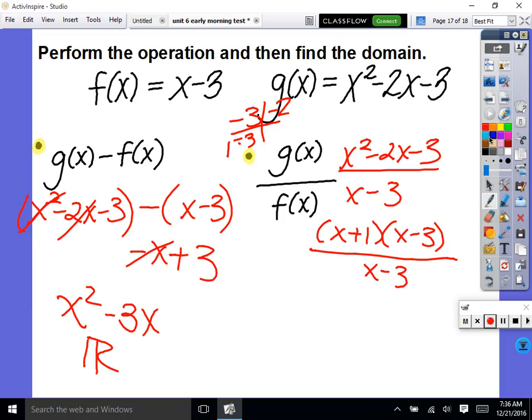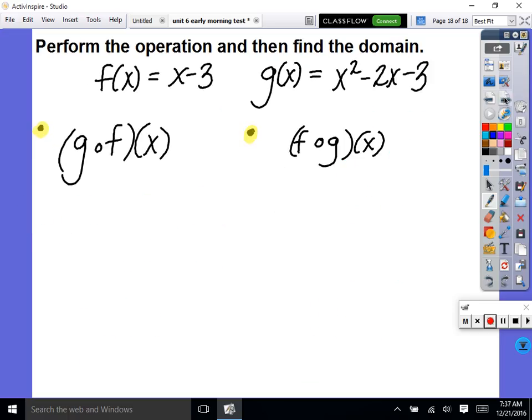Let's restrict our domain before we divide anything else. So our domain is all real numbers, but x cannot be 3. Now our final answer would be x plus 1. You got to restrict first though. Everybody understand? That's the level you're going to see on the test.